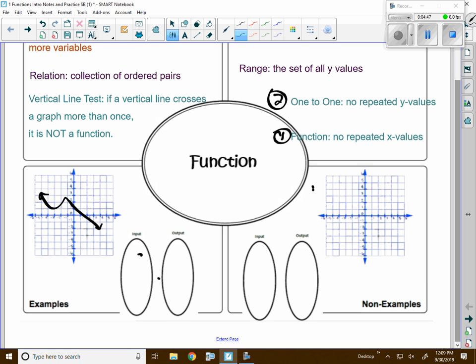Over here on the graph, I want you to draw something that doesn't pass the vertical line test. So draw me one that does not pass the vertical line test. It would probably be something like this, something where you have that vertical line test failing.